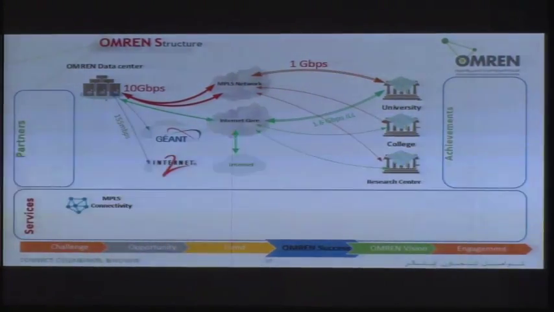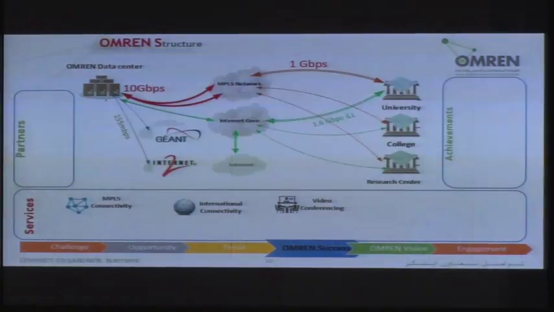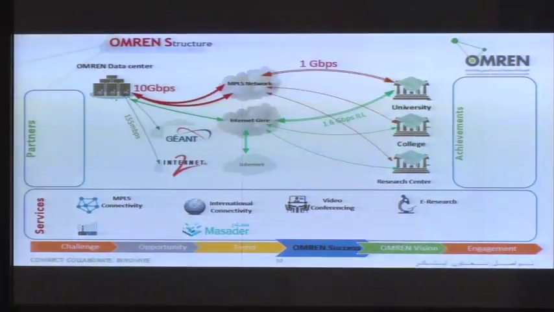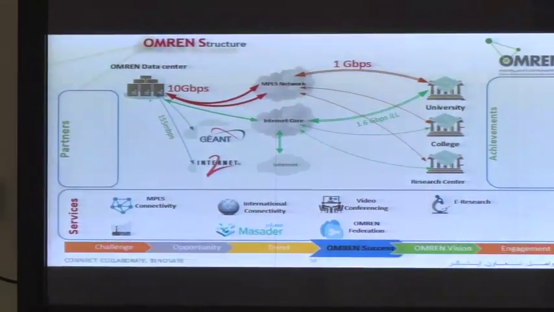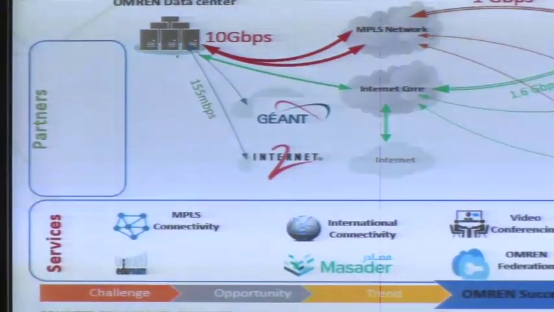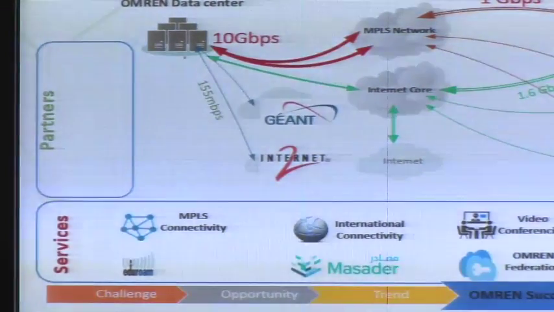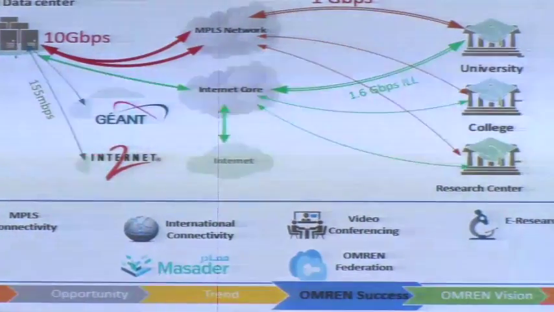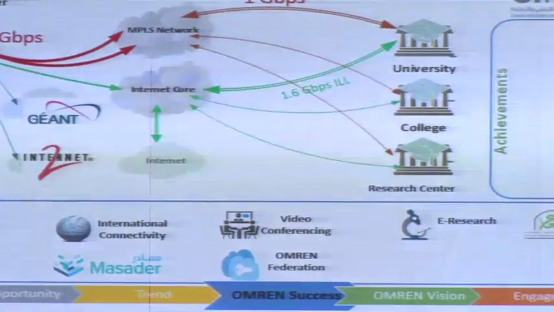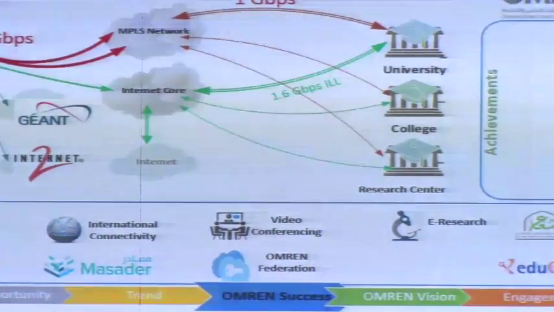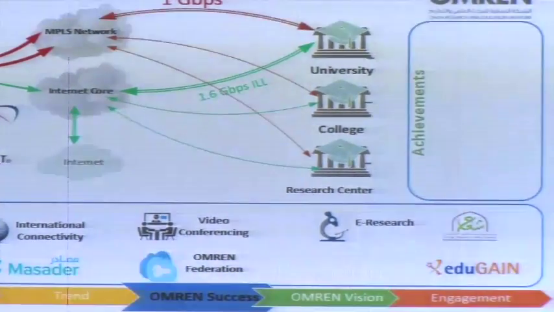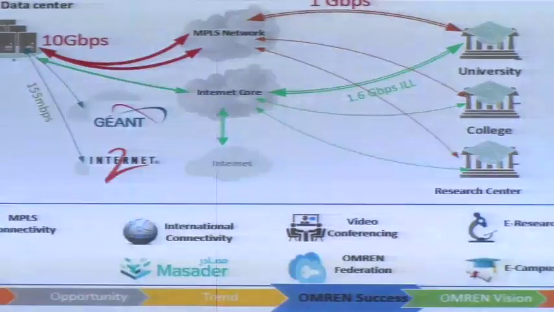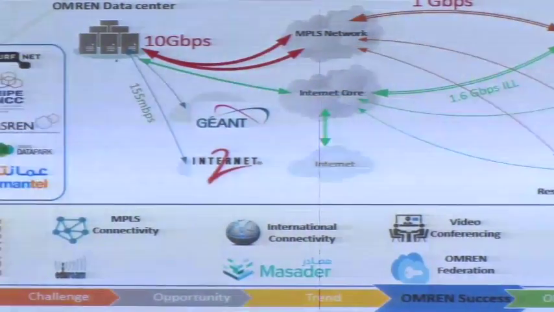The services, as I have mentioned, are MPLS connectivity, international connectivity, video conferencing, e-research, Eduroam, Masadir, and the OMREN Federation, a project by itself that allows single sign-on across universities and colleges without the need to remember multiple user IDs and passwords. Shu'a is the digital repository for Omani publications. eduGAIN is the European consortium of service providers. And eCampus is the new, future project.